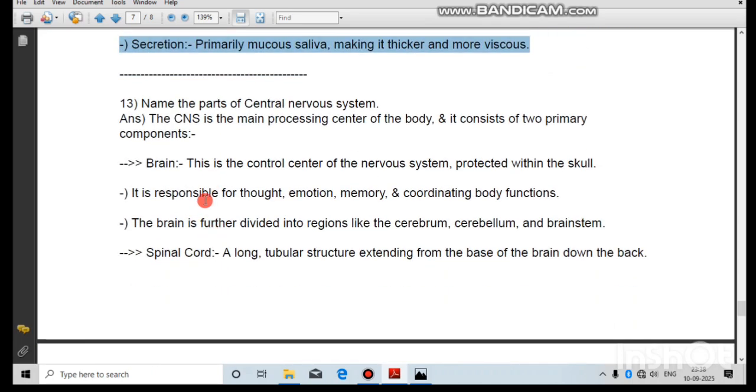The next question is: name the parts of the CNS. The main parts of the CNS are the brain and the spinal cord. Okay, the brain and the spinal cord.